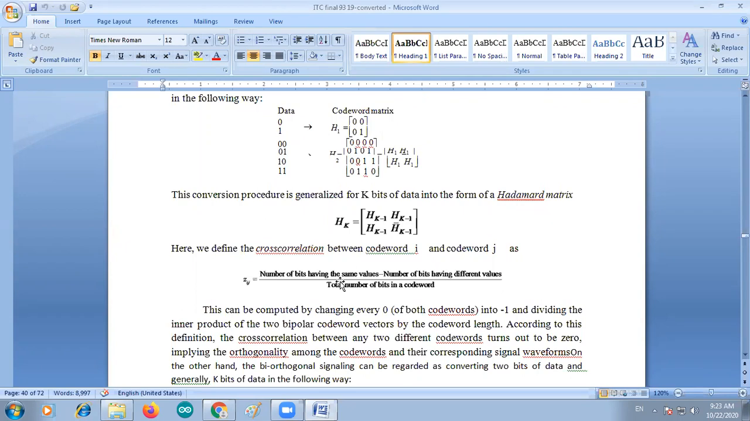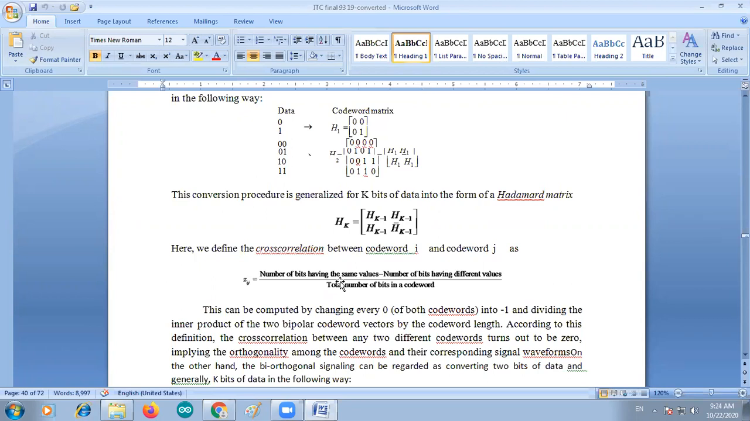Waveform coding. So here one definition is observed, that is cross correlation between the number of bits. Okay. So that is between received data and transmitted data. Received data is a better waveform. Transmitted data is the waveform.